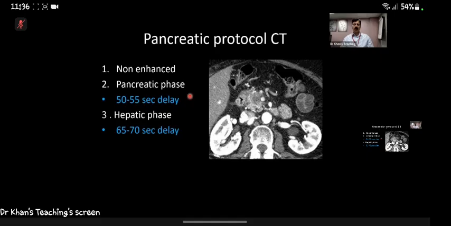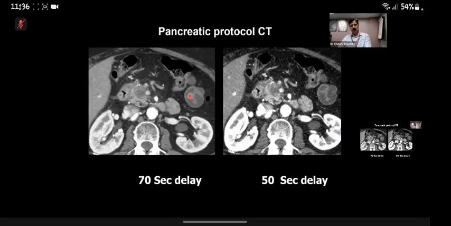You don't have to do an endoscopic ultrasound to do T staging, which I'm going to teach you on CT. On the other hand, if a tumor is not visible, endoscopic ultrasound is much better, and of course you can do a biopsy with it also. So first of all, this is a case where you can, just to make the point, this is a 70-second delay and this is a 50-second delay, and you can see that the parenchyma is enhancing better, and you can see the tumor is better seen.